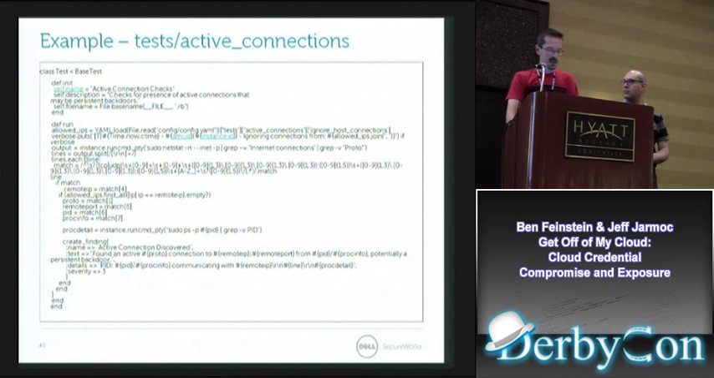Here's a little more complicated one. This one looks for active connections. So it basically does a netstat, looks for any connections that are established, and then does some regex to parse out various IPs and things from those, and then compares those to a whitelisted list of IP addresses that are in the config file. So things like my own SSH session don't show up.